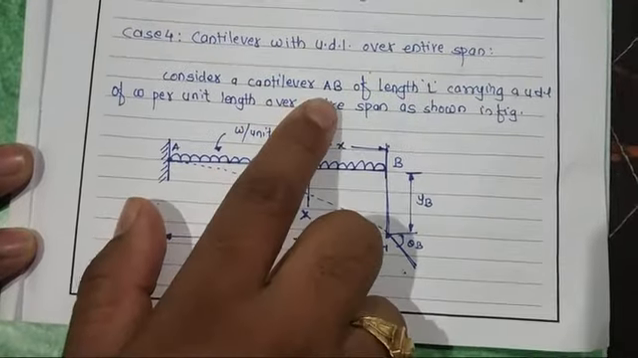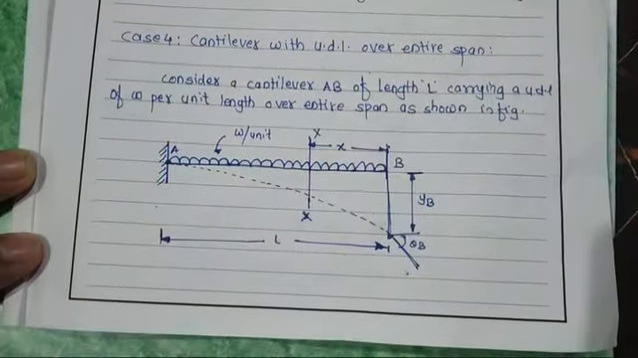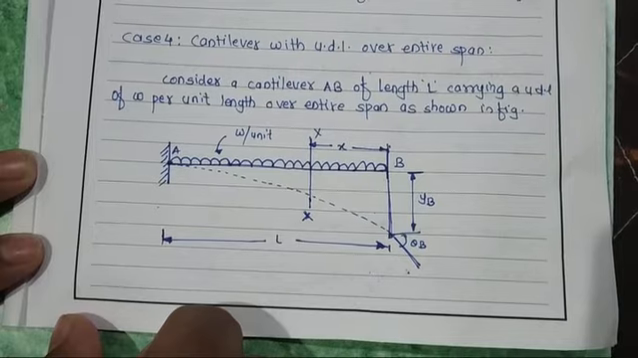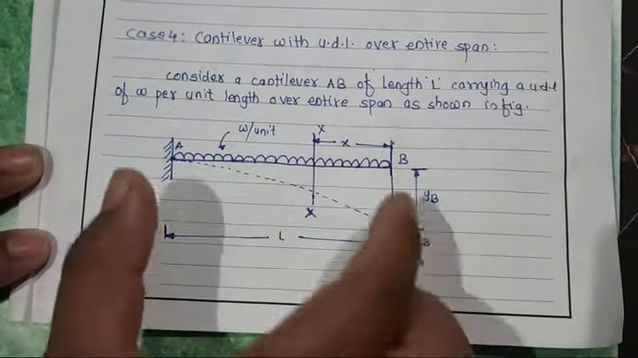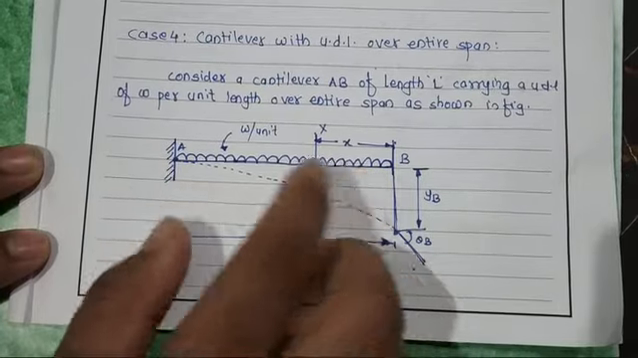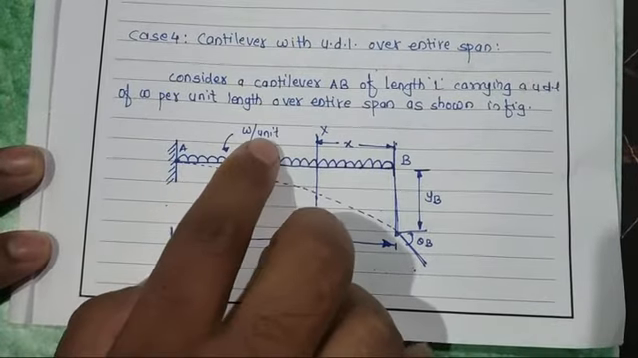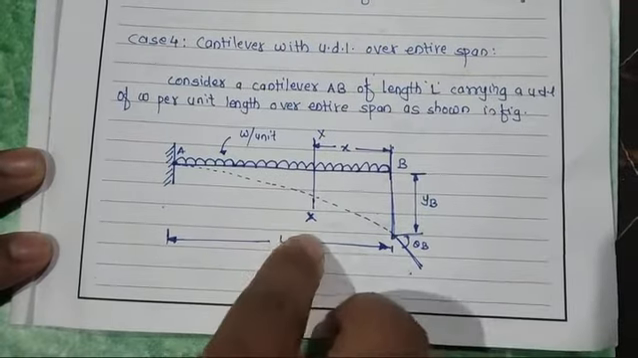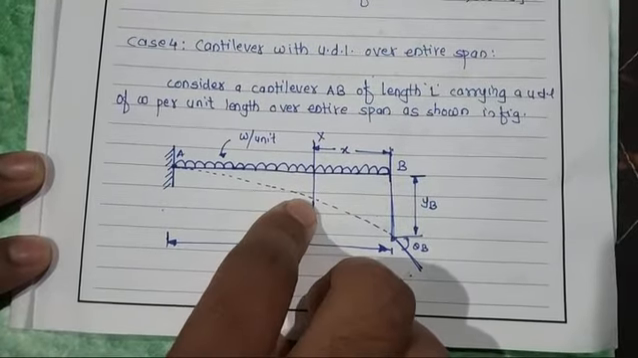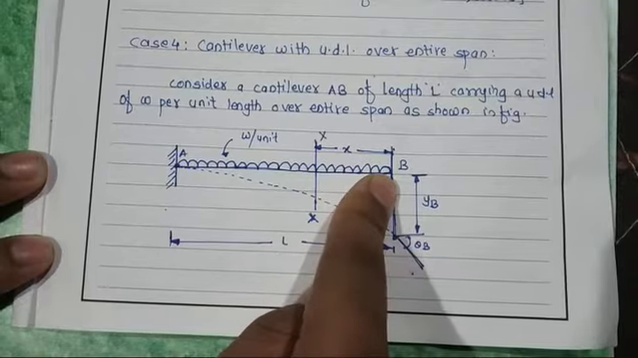Consider a cantilever AB of length L carrying a uniformly distributed load of W per unit length over the entire span, as shown in the figure. This is AB, the cantilever beam, and this is W per unit length, the UDL. Next is the section XX. This section XX is at a distance x from point B.